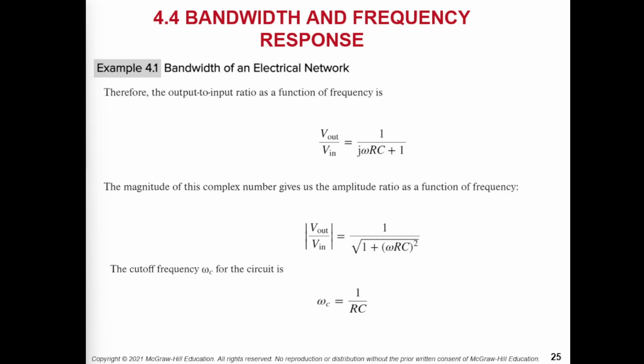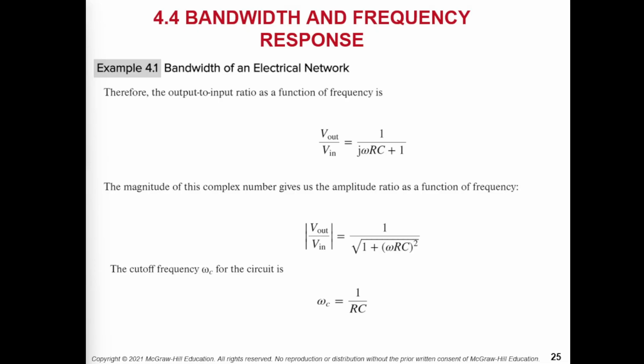Okay. Then we want to get the magnitude. We need to get a magnitude. So for the denominator, we can take the square root of 1 plus (omega RC) squared, because we want to get the magnitude. Then we define omega c as 1 divided by RC.